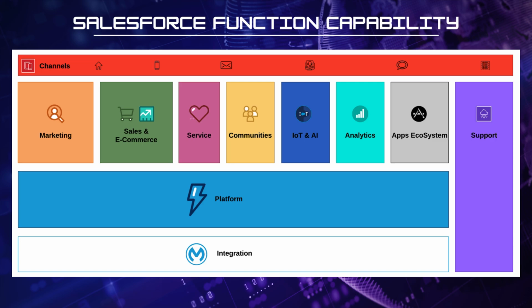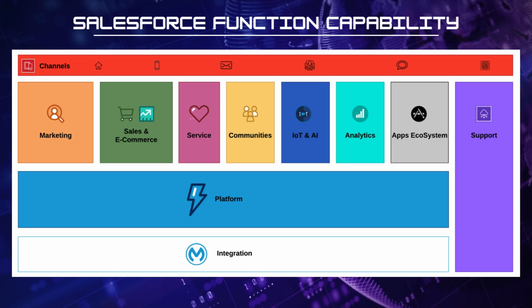IoT and AI, encompassing Internet of Things capabilities and AI functionalities across Salesforce platforms. Analytics. Salesforce offers a variety of analytics tools with diverse functional capabilities. Apps ecosystem. This is at the level 0 functionality because it's essential to the platform. It includes partner apps and apps developed by other companies that integrate with Salesforce or are built on the platform itself. There are some fantastic applications here.